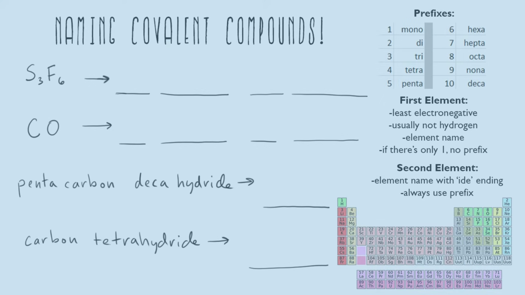In this video, I'll be going over naming covalent compounds. That means we have two nonmetals. And if we're doing covalent naming, we have to use prefixes. So I have my first 10 prefixes right here.